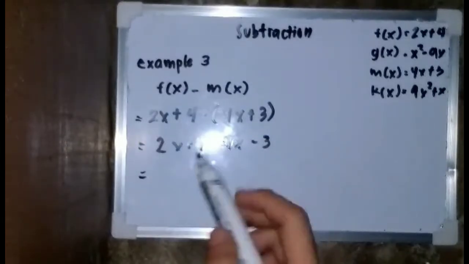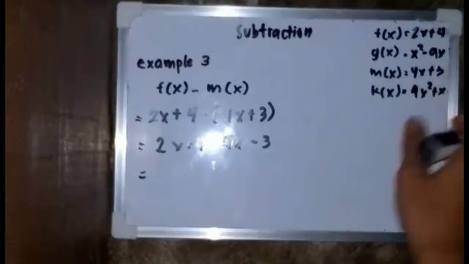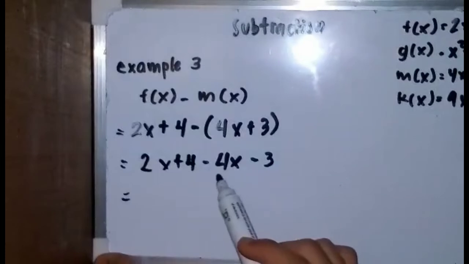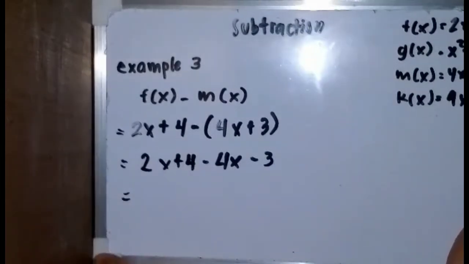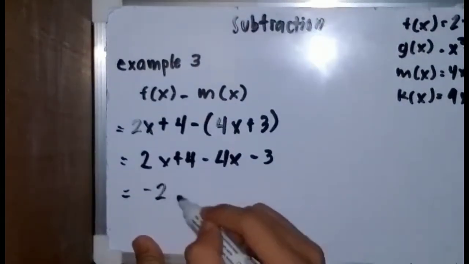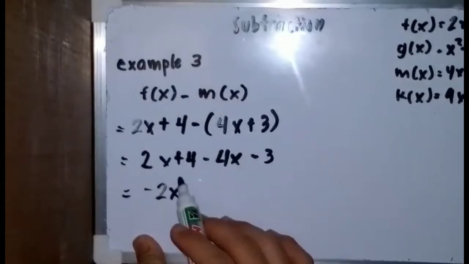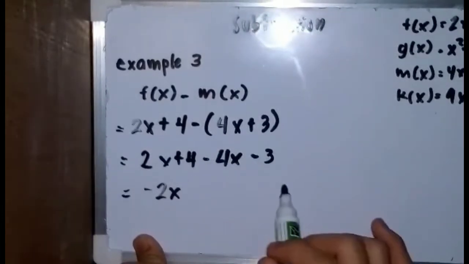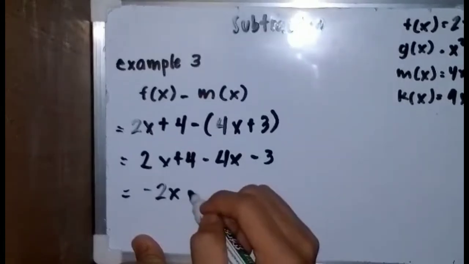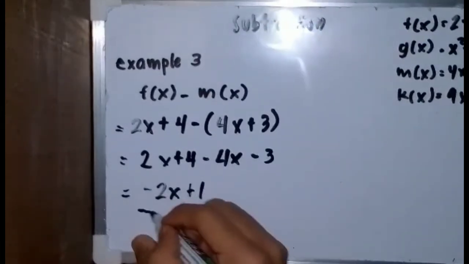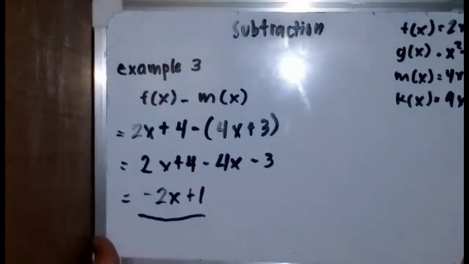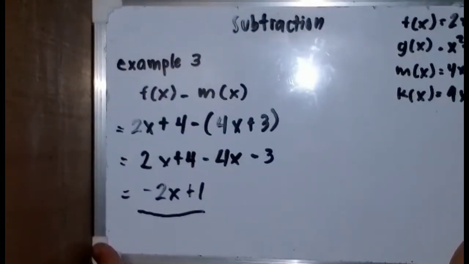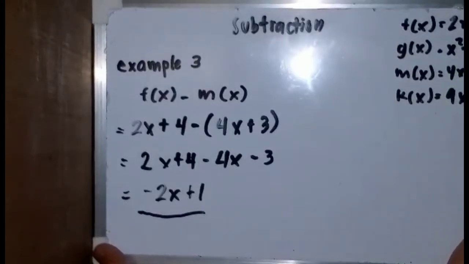So, hanapin po natin yung like terms, which is yung 2x and negative 4x. 2x plus negative 4x is equals to negative 2x. And yung isang like term po natin is positive 4 and positive 3. So, positive 4 plus negative 3 is equals to positive 1. So, ang final answer po natin is negative 2x plus 1. So, for our example number 3, f of x minus m of x is equals to negative 2x plus 1.